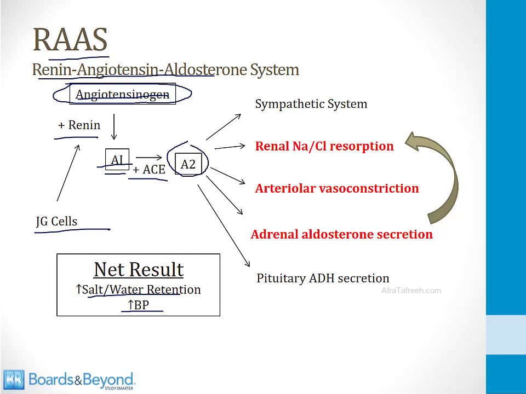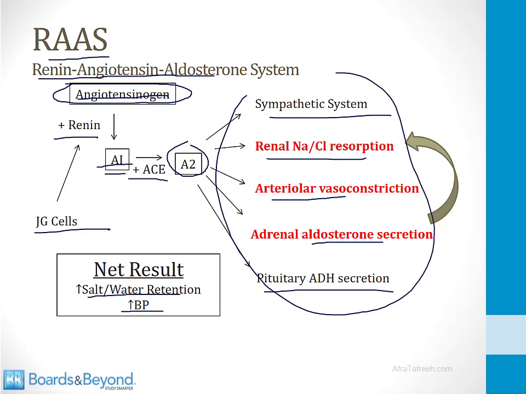It has a number of effects, all of which are shown on this slide. The key effects are bolded in red. These include renal resorption of sodium and chloride, vasoconstriction of arterioles, and also triggering of the adrenal glands to release aldosterone. In addition, angiotensin 2 can activate the sympathetic nervous system and trigger the pituitary gland to release ADH. And all of these effects together work to raise the amount of sodium and water in the body and to raise the blood pressure, and therefore this system is a response mechanism when blood pressure or vascular volume gets low.